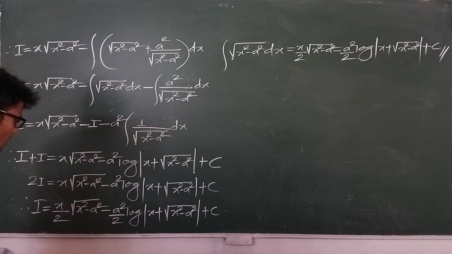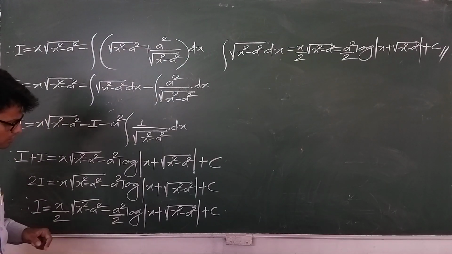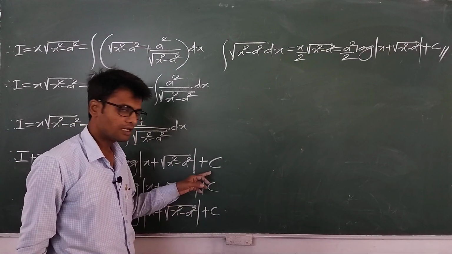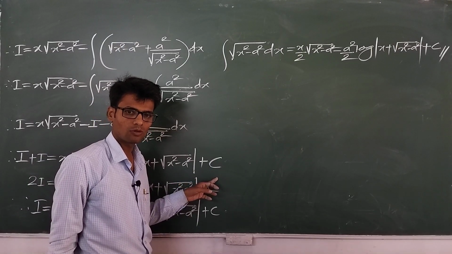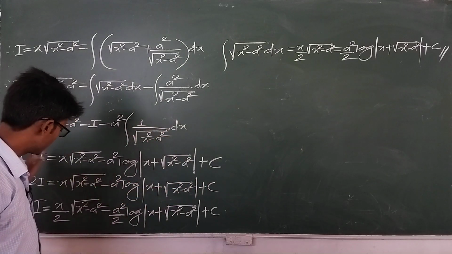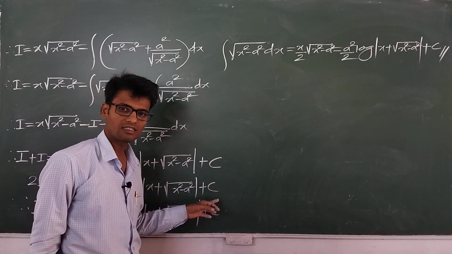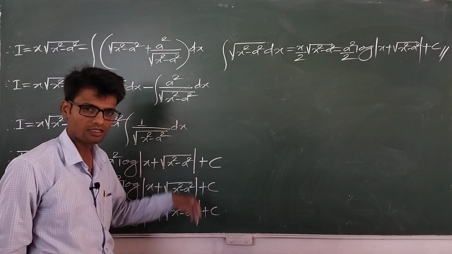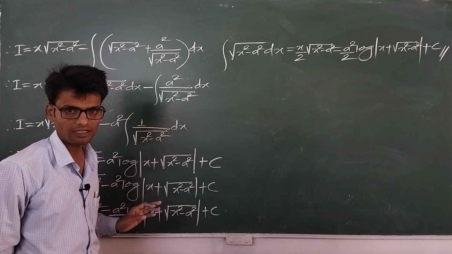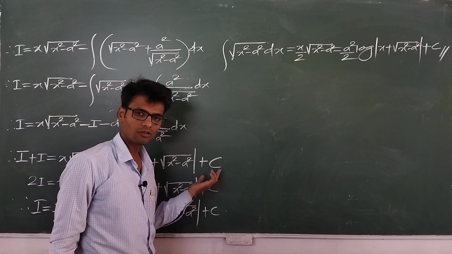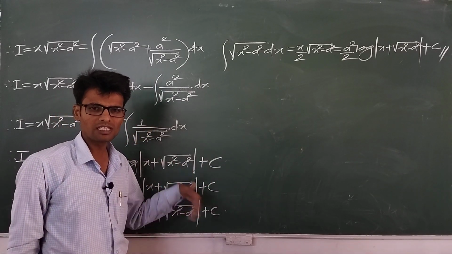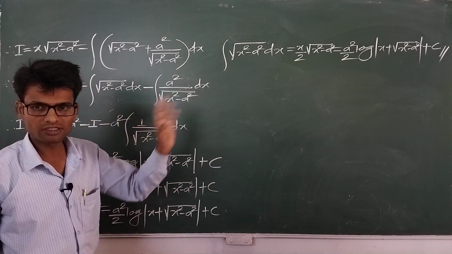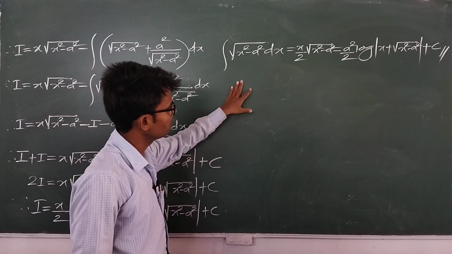And see, in some other textbooks, they take C1 in place of C, and after that they take 2 to this side and write C1 by 2, and C1 by 2 is a constant C. So that is also correct, right? If you want to take C1, you write C1, and after taking 2 to this side it becomes C1 by 2, which is nothing but the constant C. So this is a very important result.